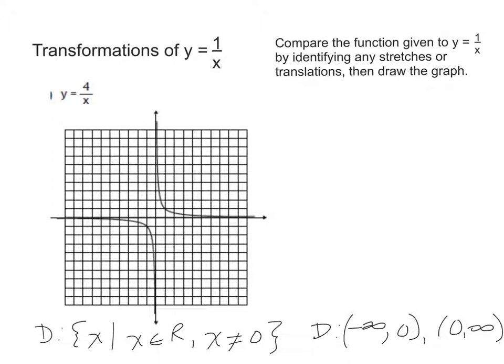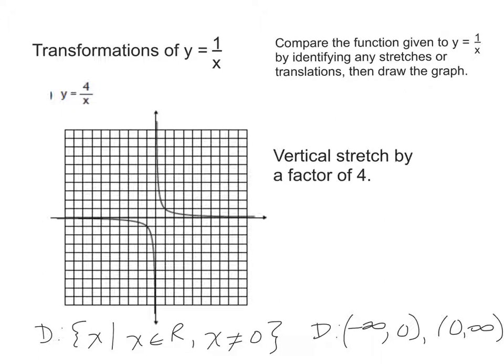But the question wasn't about the domain and range. The question is to compare the function, which is here, y equals 4 over x, to y equals 1 over x by identifying any stretches or translations, then draw the graph. So how does y equals 4 over x compare to y equals 1 over x? What's the transformation? What kind of stretch? Horizontal or vertical? Vertical stretch by a factor of 4.